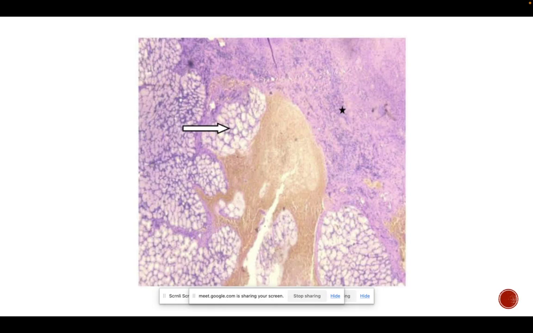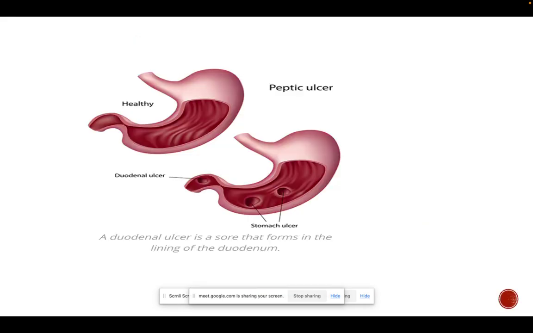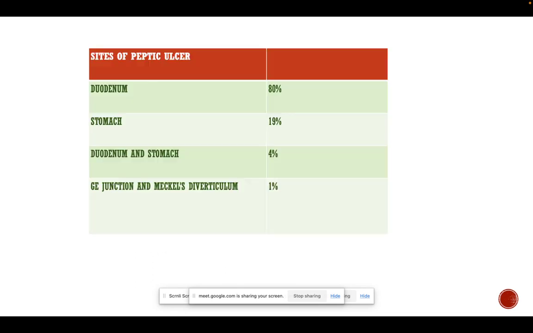Good afternoon, everyone. Today I am going to present the difference between duodenal ulcer and gastric ulcer. This is the image showing a normal stomach and a stomach having peptic ulcer. There are two types of peptic ulcer based on location: the duodenal ulcer and stomach ulcer. Peptic ulcer occurs at four sites.